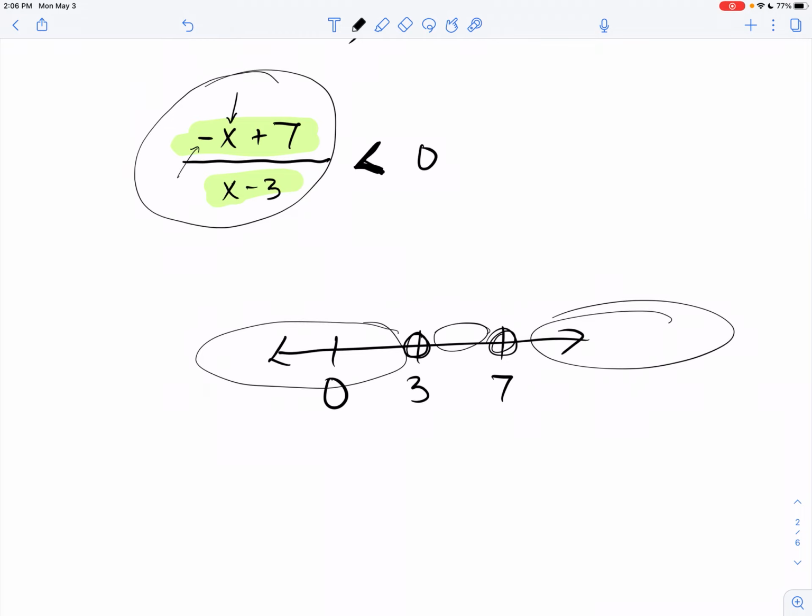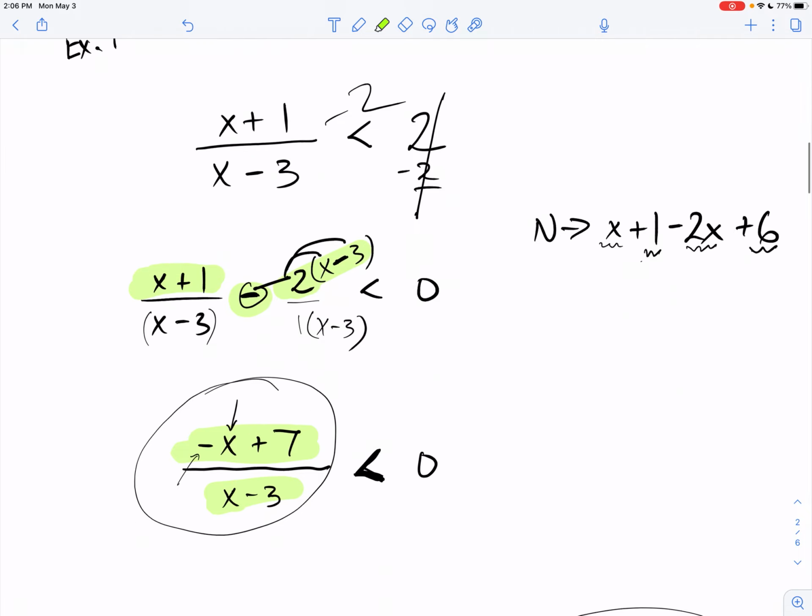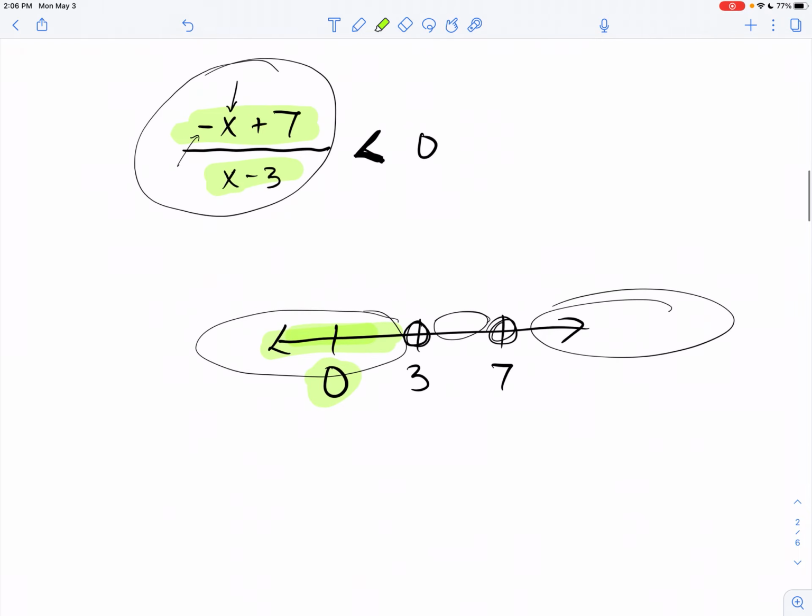I'm going to pick something from this region, which would be 0. That would be a good choice. And you know what? I'm not going to plug it back into the original. Here's a quick shortcut. If I put 0 in the top, I get negative nothing plus 7.